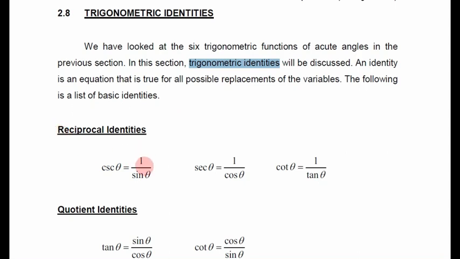So these are called reciprocal identities, where cosecant theta is equal to 1 over sine theta, secant theta is equal to 1 over cos theta, and cotangent theta is equal to 1 over tangent theta. And these are called quotient identities, where tangent theta is equal to sine theta over cos theta, and cotangent theta is equal to cos theta over sine theta.